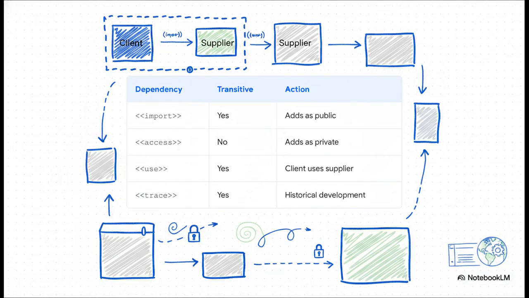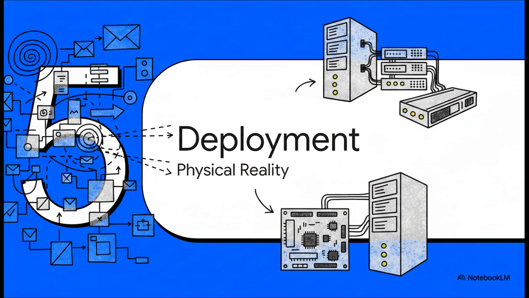So the really crucial point here is grasping how these packages rely on each other, their dependencies. This matrix breaks it down beautifully. For instance, an import dependency means the public elements of a supplier package are added as public elements to the client namespace, seamlessly. But an access dependency? That one is much stealthier. It adds those public elements of the supplier as private elements to the client, meaning they aren't passed on any further down the line. Understanding these exact semantic rules is what stops a massive enterprise project from turning into a chaotic free-for-all.